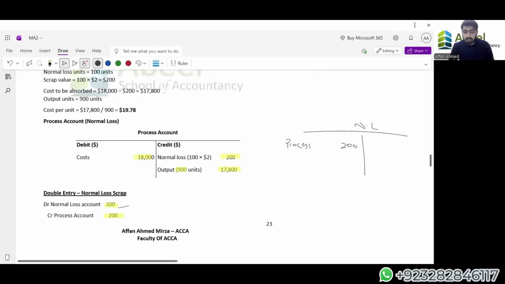So if the scrap value is identified, we can sell those goods and receive the money. The scrap value is basically the value that can be retrieved from those goods. So it will lower the overall cost of the units that are good in nature. So this is how we are going to record the double entry and the T account.